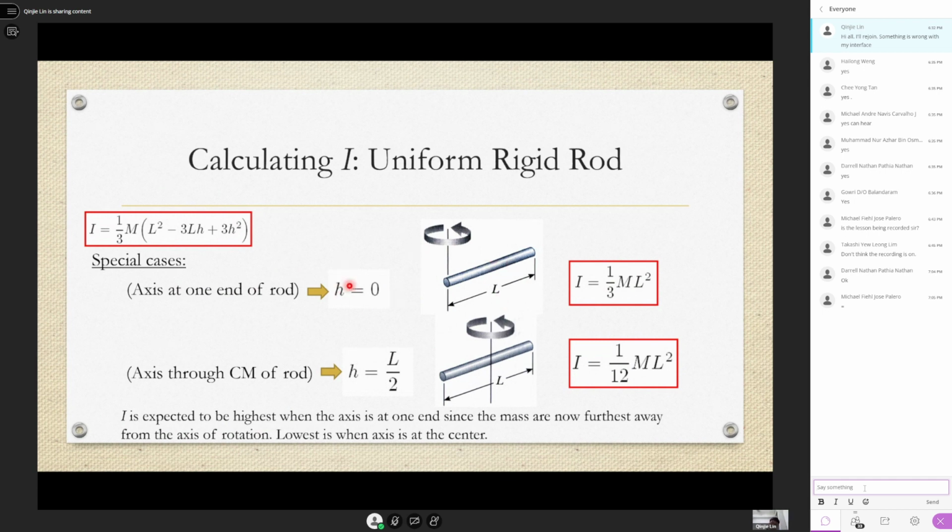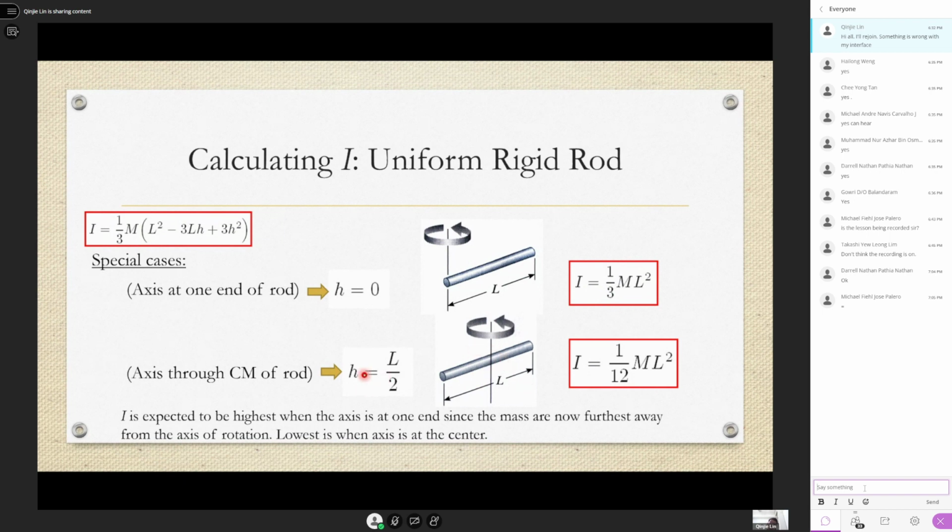That will be substituting h equals 0 into this equation, because essentially there's no h. We're going to get I equals 1/3 ml². Then another special case is, what if the axis is through the center of the rod? It means the rod is rotating about this axis, like a helicopter propeller. So it's rotating about this center.